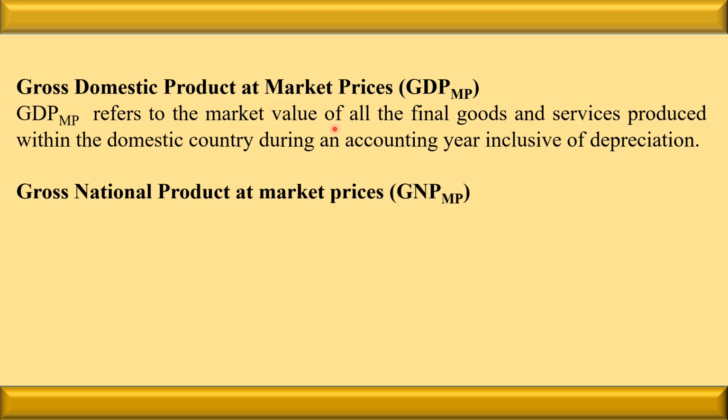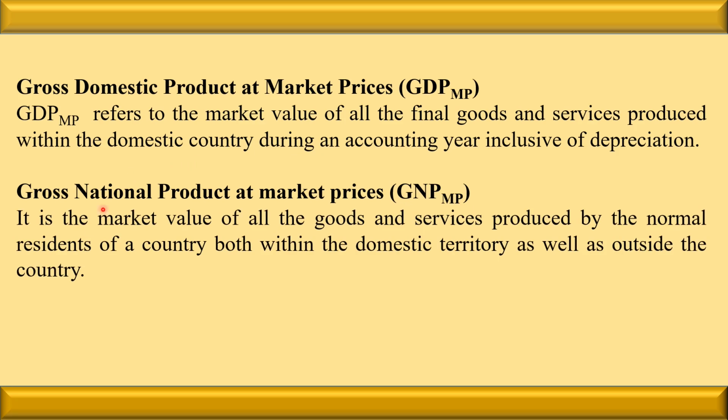Now let us see the second aggregate, that is gross national product at market price, GNPMP. It is the market value of all goods and services produced by the normal residents within the domestic territory as well as outside the country. Listen, the difference between domestic and national is, when domestic is there, we consider only the domestic territory of the country. When I say national, it means the market value of goods and services earned by the normal residents within as well as outside the country.